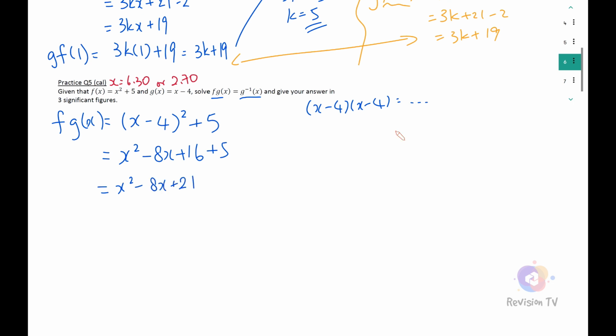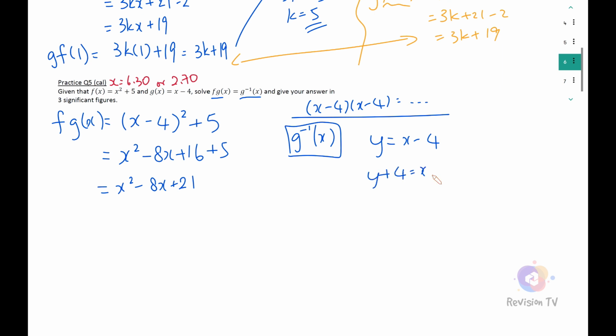We also need to find the inverse of g of x. To work out the inverse, I need to replace g of x with y. So y equals x minus 4. Make x the subject, y plus 4 equals x. Put x on the left hand side. Replace it with, this time not inverse of f, inverse of g of x equals x plus 4.